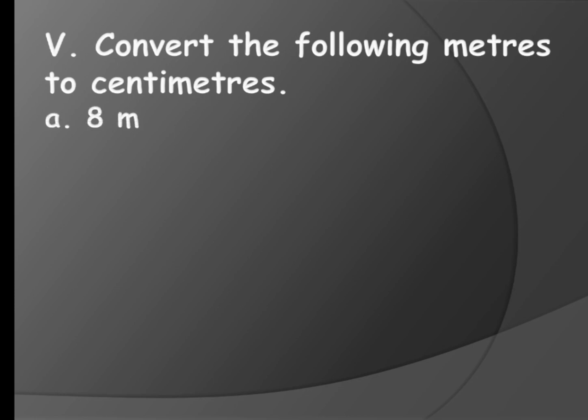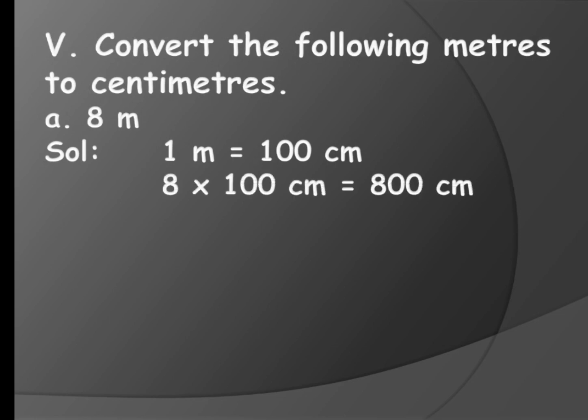Coming to your next bit, convert the following meters into centimeters. So meters has been given, you have to convert into centimeters. So 8 meters. Okay, and 1 meter is equal to 100 centimeters. So you need to multiply 8 meters with 100. So 8 into 100, which gives us 800 centimeters. That means 8 meters is equal to 800 centimeters. Okay, let's see another one. So therefore 8 meters is equal to 800 centimeters, that you have to write.